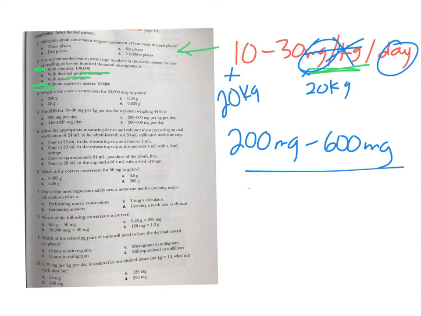Select the appropriate measuring device and volumes when preparing an oral medication. Oral medication of 24 milliliters to be administered in a 30 milliliter calibrated medicine cup. Pour 20... well, that seems like a lot of work. Pour 25 milliliters in the measuring cup and remove 1 milliliter. That seems silly. Pour 20 milliliters in the measuring cup and then administer 4 milliliters with a 3 milliliter syringe. I'm going to guess it's letter C.